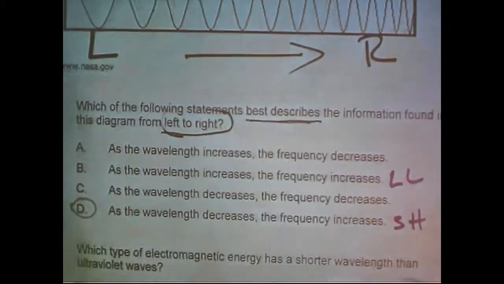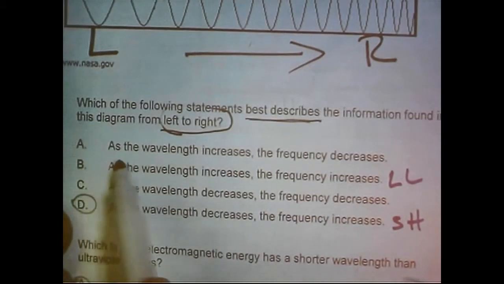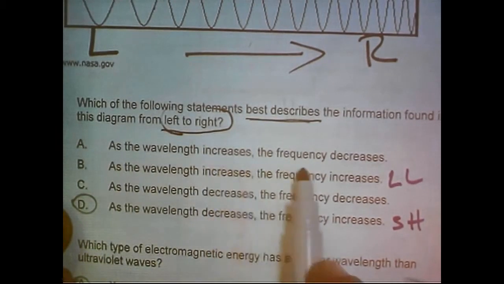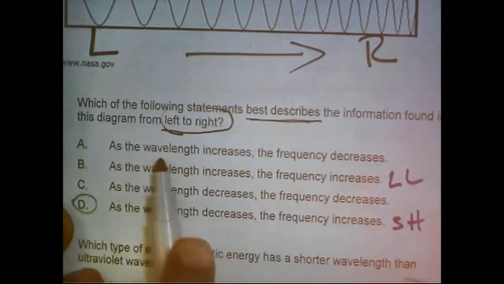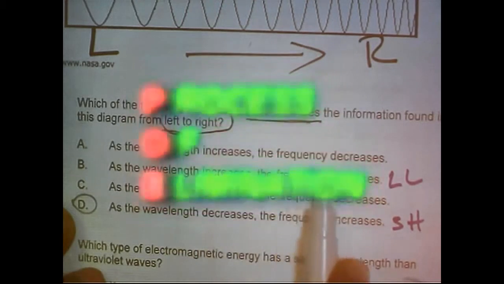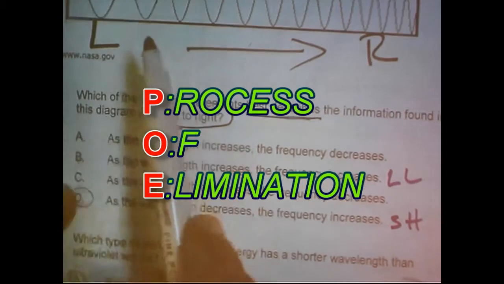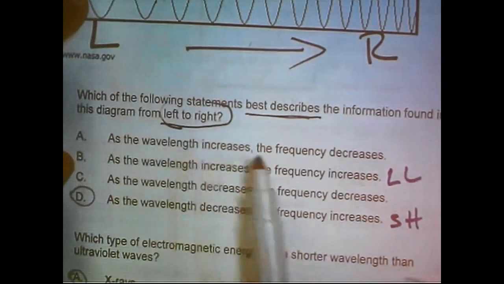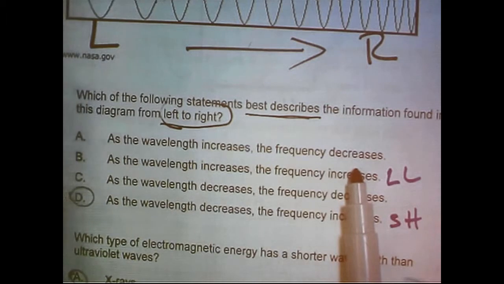What I need to find out now is my answer choices. Look at my answer choices. First one says, as the wavelength increases, the frequency decreases. Well, let's come back to that one. So look at this. If wavelength increases, that means it gets wider. That means it's saying that the frequency is going to decrease. Is that true? Okay, all right, let's move on.